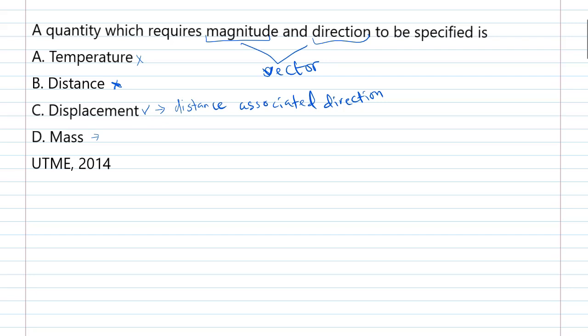But you have to be careful between mass and weight. Mass is a scalar while weight is a vector. We've explained this in the lecture lessons under the chapter Vectors and Scalars.